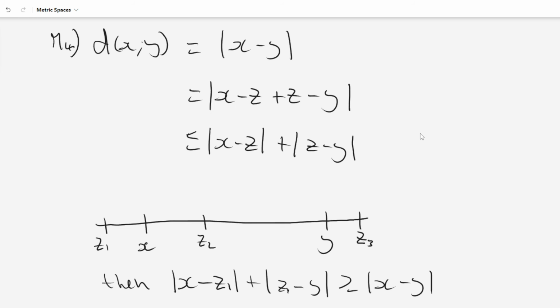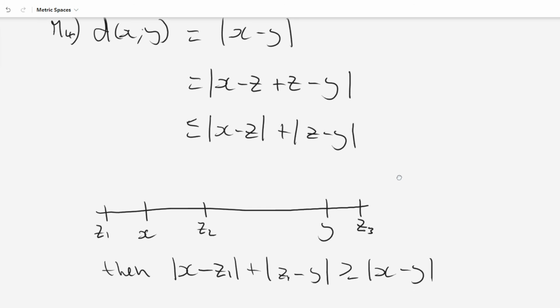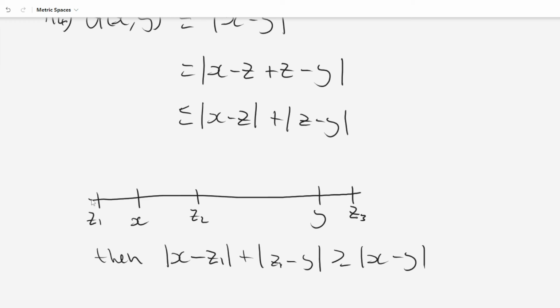Now, this might not be very directly clear from the start. For those that it is, then great for you. But with a simple example, if you take the R line, you'll have the point x here and y there. And then I can plot 3 different scenarios. One where z lies on the left side of x, one where z lies between them, and one where z lies to the right of y.